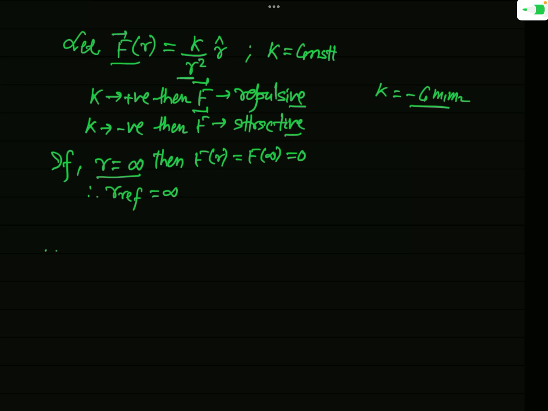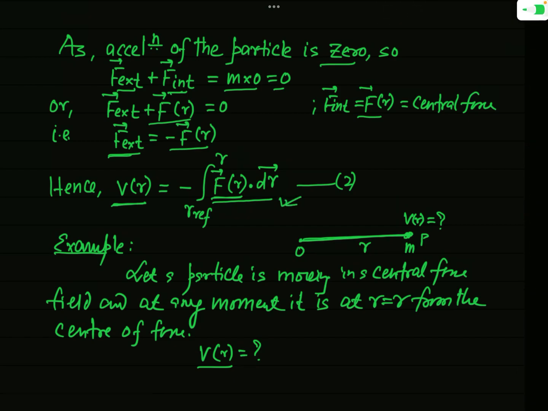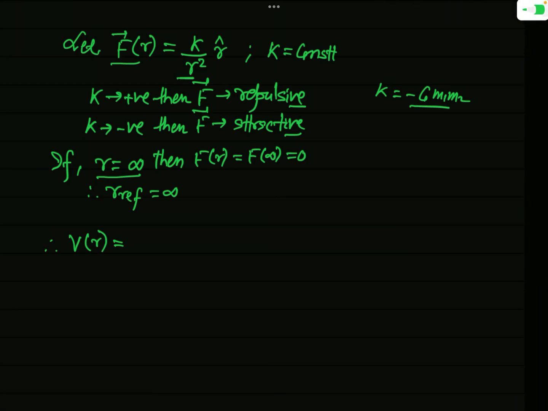And therefore, when you will find the potential at the point P, where actually the particle is situated at a distance r from the center of force, then what will be the potential energy? We will use actually this formula here. Now, as I have told you that this K may be positive or negative. First of all, we consider that K is positive. So, V of R will be equal to minus integral, for reference r is infinity, so we will take here infinity to r, of F of r dot dr. This is just the formula.